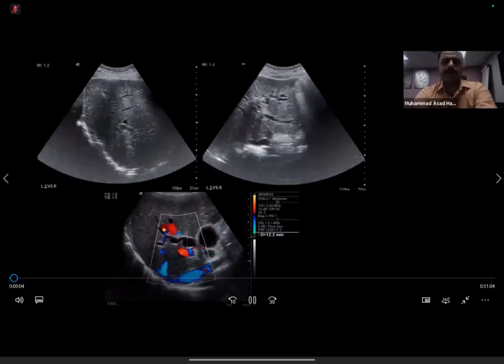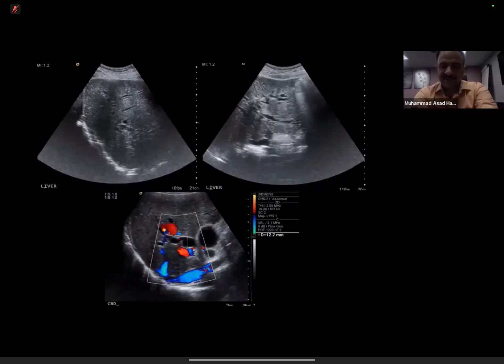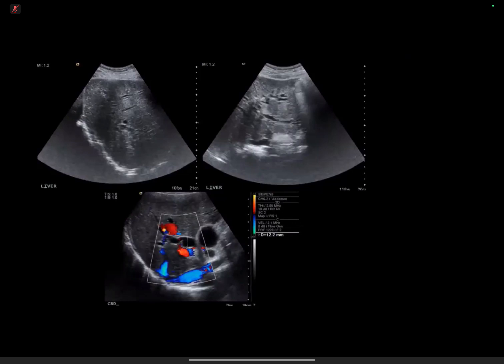I'm just showing you some ultrasound images. Please describe the findings. So I've got selected ultrasound images from the liver, in which I can see that the liver has a normal contour, but there are multiple dilated intrahepatic bile ducts.